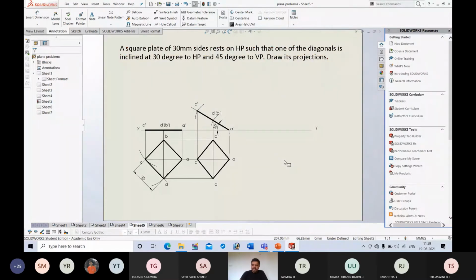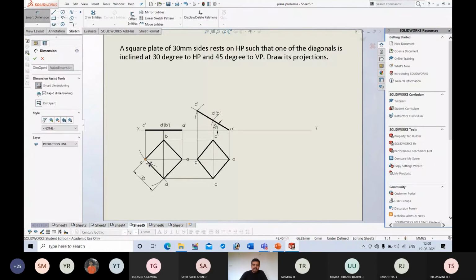Now in projection of lines, we know true length always associated with true inclination, false length always associated with false inclination. True inclinations are theta and phi, false inclination are alpha and beta. Okay, now we need to make diagonal inclined at 45 degree to VP. Okay, that means we should rotate the second top view to satisfy the last condition. But before that, check the length of the diagonal.